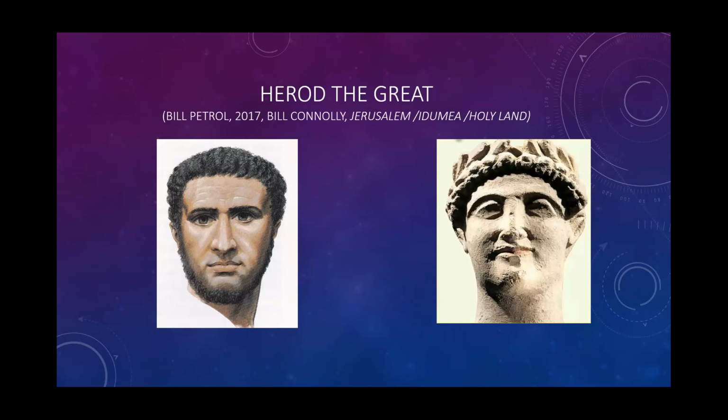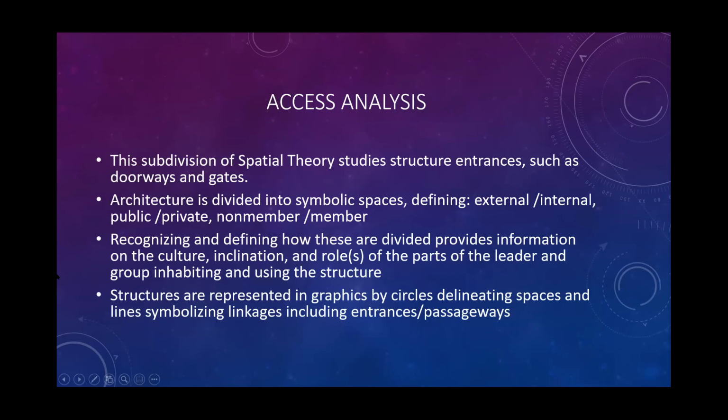Regev applies one aspect of spatial analysis, access analysis, to several palaces of Herod the Great. In this process, building layout is reduced to charts with spaces being represented by circles and lines representing linkages, such as doorways or entrances. It is found that lavish spaces were for presentation, especially for Hellenistic monarchs, and simpler spaces were normally private and more hidden.